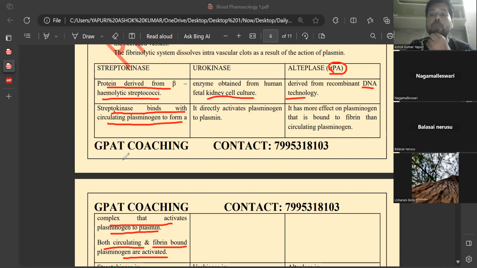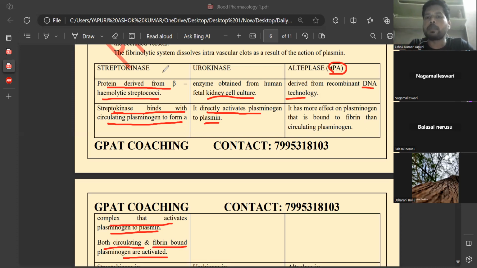When there is a conversion of plasminogen to plasmin, that plasmin degrades the fibrin mesh as well as a thrombus clot. And the urokinase directly activates plasminogen to plasmin. And when coming to streptokinase as well as urokinase, the recombinant preparation, rDNA technology drugs, alteplase, reteplase, tenecteplase, a number of drugs are there. Apart from streptokinase and urokinase, the remaining thrombolytics or fibrinolytics are prepared by recombinant DNA technology.